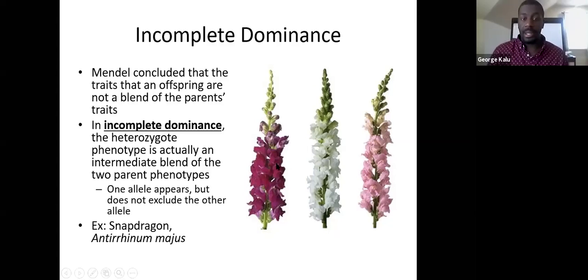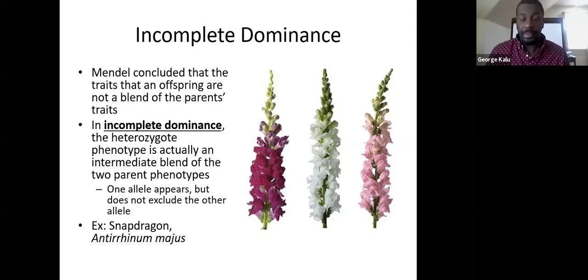So in incomplete dominance, when we have a heterozygote, the heterozygote is actually going to have a phenotype that is going to be a blend of the 2 parents. So for example, here we have a red snapdragon plant. Here we have a white snapdragon plant. When they mate together, they're going to form some pink snapdragon plants. So we actually have a blend of the 2 parents here. This is going to be a situation where one of the alleles is going to appear, but it's not going to exclude the other allele from showing up as well. Both of them are going to be working together to create the phenotype that we see in that offspring.